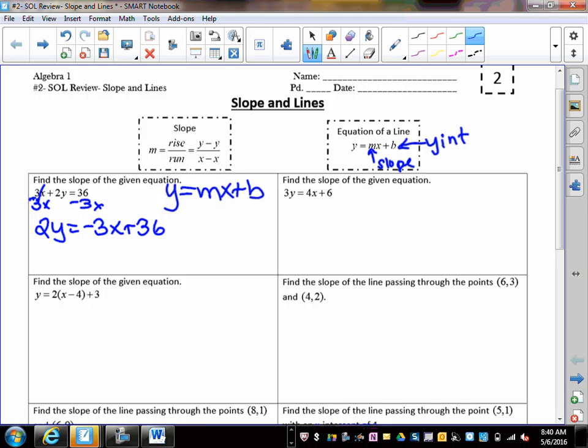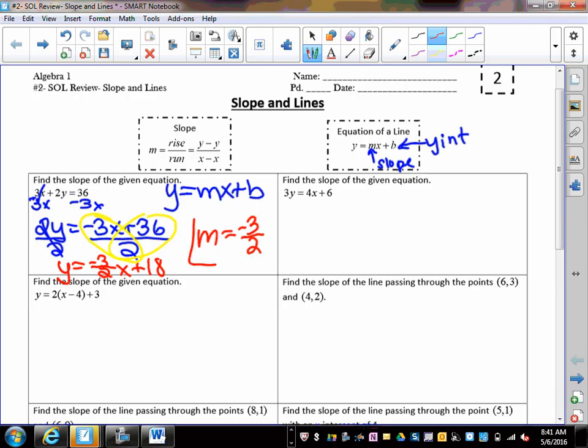And Toxia, what's going to be my next step? Very good. Divide by 2. Remember, we need to do our heart here. All right, so we get y equals negative 3 halves x plus 18. So what is my slope? Good. Negative 3 halves, not negative 3 halves x, just the coefficient in front. So my slope is negative 3 halves.